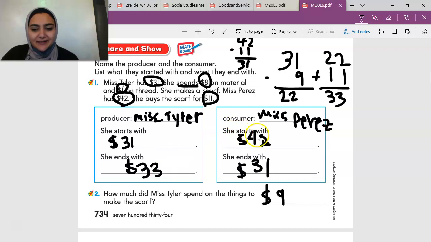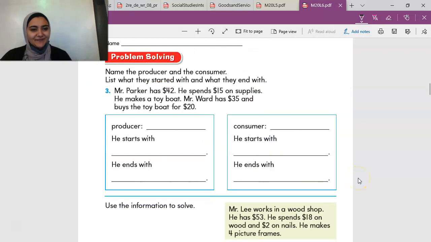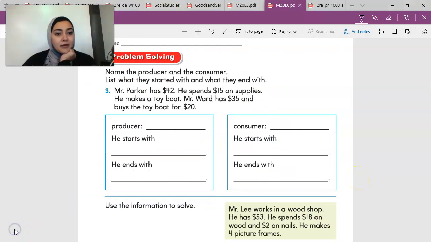Here, Miss Perez ends with less money, not because she lost it, but because she used it. Now she has less money, but now she has a scarf. Okay, so I want you to think about that. Let's move on. Okay, moving on.